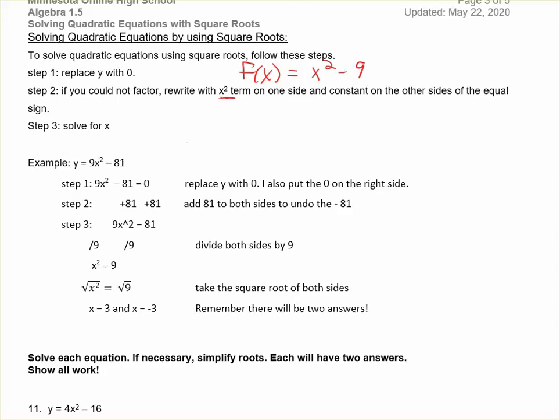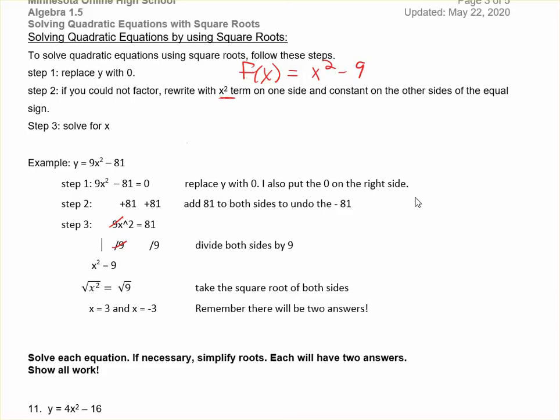Now I'm going to solve this equation, simplify it as much as I can, which means I'm going to divide by 9 on both sides. When I divide by 9, these cancel, and I'm left with x squared equals 81 divided by 9, which is 9. Now I'm ready to take the square root of both sides. That's the key to this problem, is that I can solve this by taking the square root of both sides.